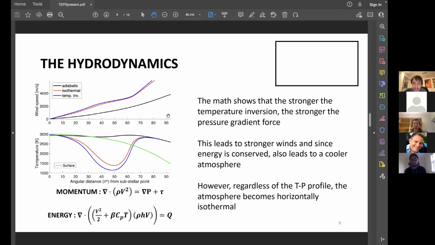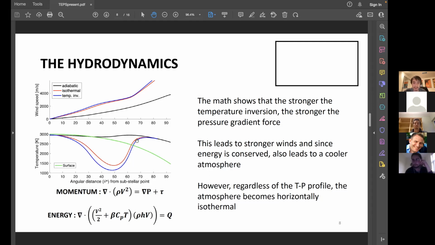So why is it that the stronger the temperature inversion, the stronger the winds? When you actually work out the math, a stronger temperature inversion will have a greater pressure gradient force, and that in turn pushes the wind further. And that actually also leads to cooling the atmosphere, because if we take a look at our energy conservation, our total energy pretty much exclusively comes from the star, and that doesn't change with what profile you use. And so when you have a lot more kinetic energy, a lot stronger winds, you have to decrease your thermal energy, or you have to cool down the atmosphere for the energy to be balanced.